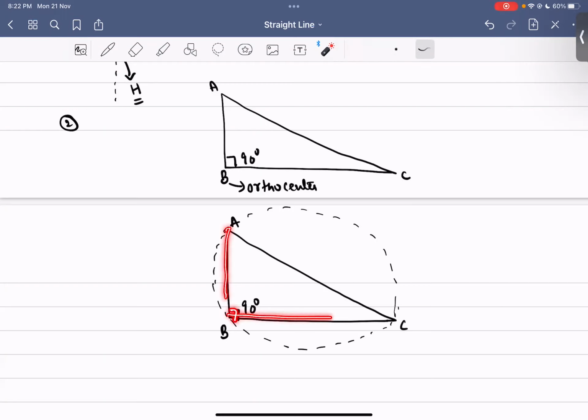Angle is 90 degrees means the angle in a semicircle is 90 degrees. Angle in a semicircle is 90 degrees means this AC will be the diameter of the circle. Diameter of the circle means the center of the circle is nothing but the midpoint of AC. So this is the circumcenter. That's why the circumcenter of a right triangle is nothing but the midpoint of the hypotenuse.